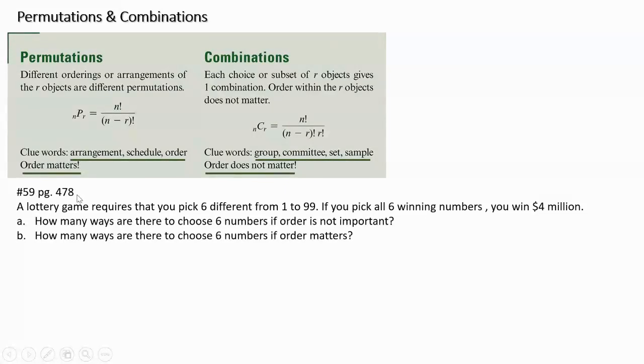This is number 59 on page 478. It says a lottery game requires that you pick six different numbers, I forgot to put the word numbers, 6 different numbers from 1 to 99. If you pick all winning numbers, you win $4 million. How many ways are there to choose 6 numbers if order is not important? You see, if order is not important, it's going to be combination, right? That means it's going to be 99 combination 6. The answer will be 1,120,529,256.